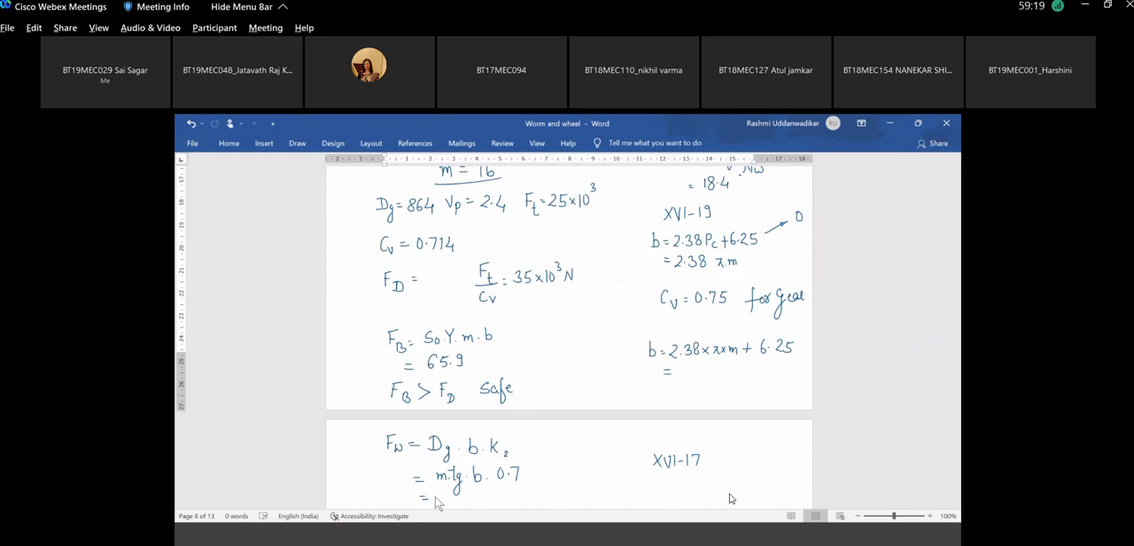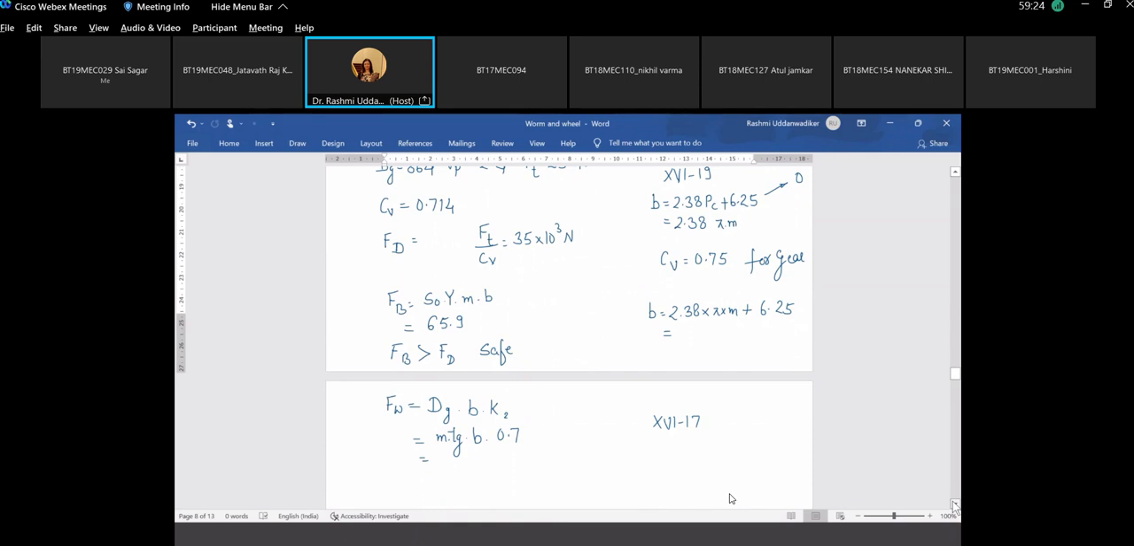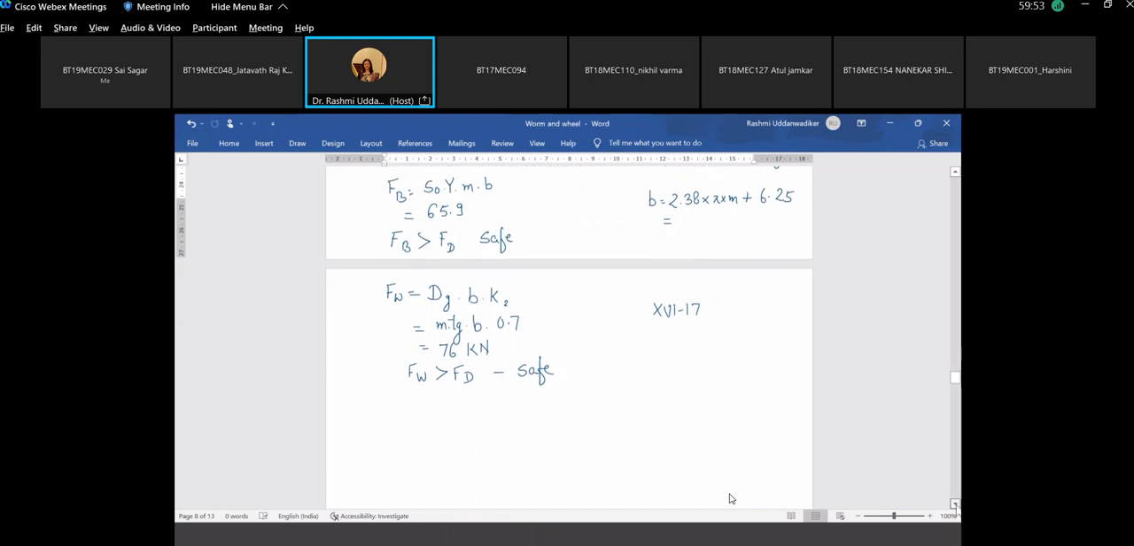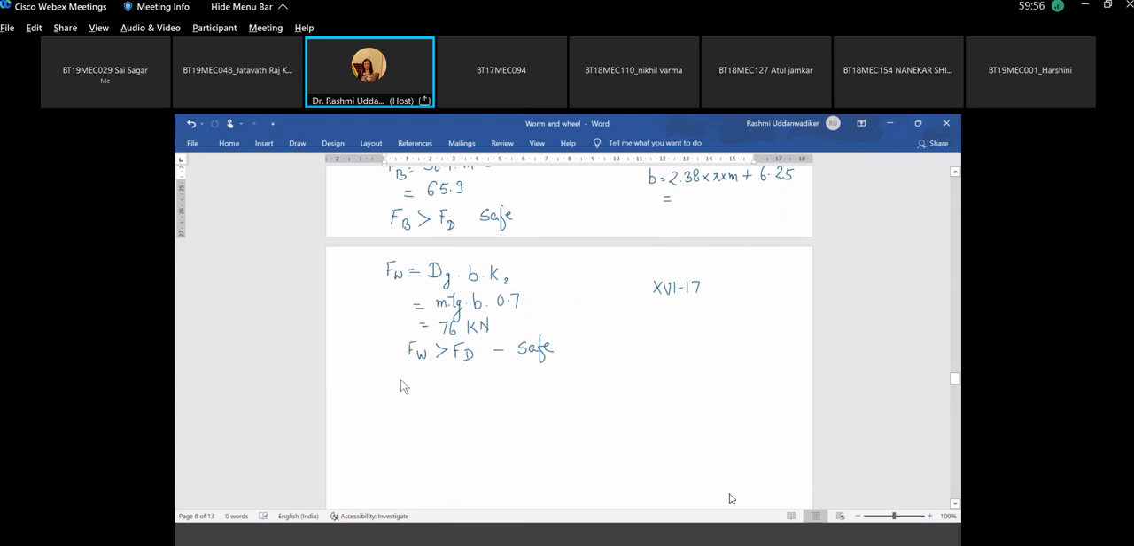Give me the wear strength. 76 kilonewton. So the wear strength is greater than the dynamic load coming on the gear tooth. So we say this is safe. This completes half of the problem because we have done it from the strength point of view. Now we have to design from the heat generation point of view.